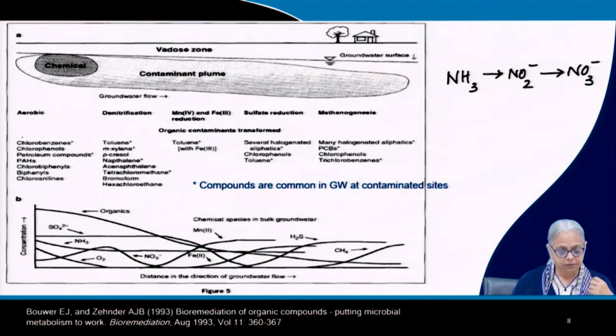These studies have been published, and it's been shown that these particular compounds that are listed under each terminal electron acceptor have been degraded with this combination. So, you have these compounds as the electron donors, and the various electron acceptors are listed at the top.